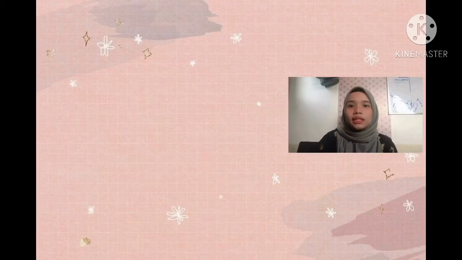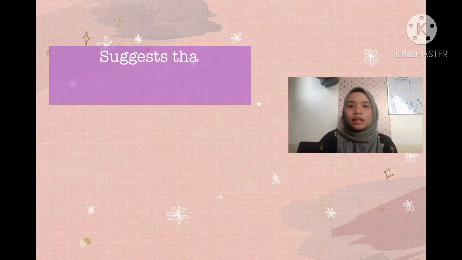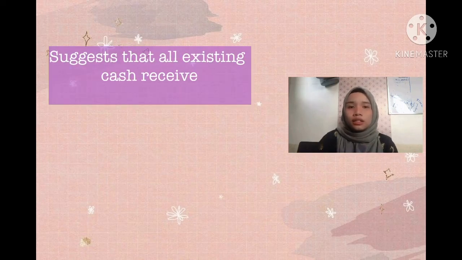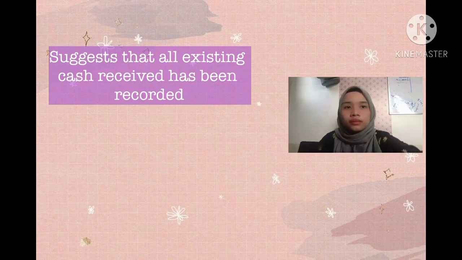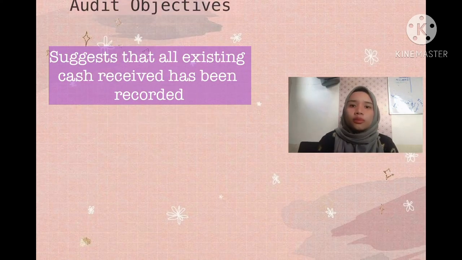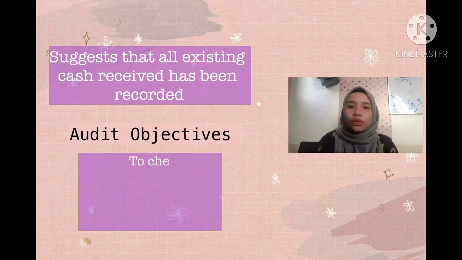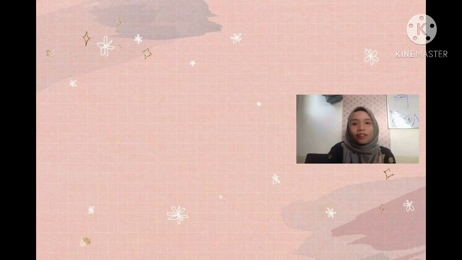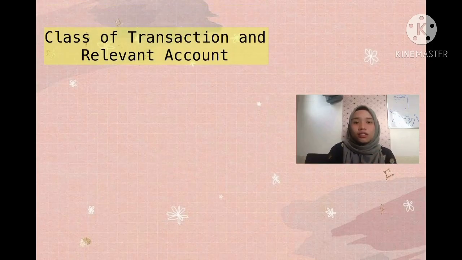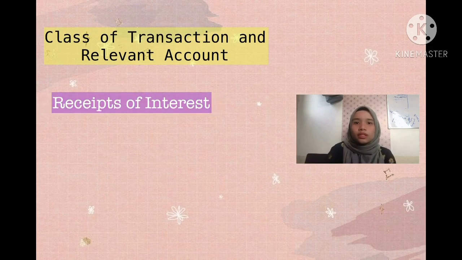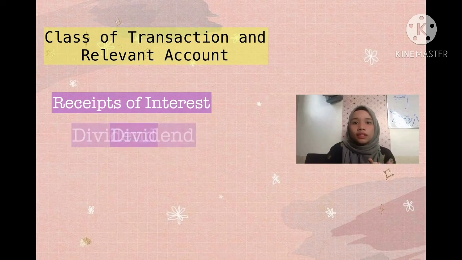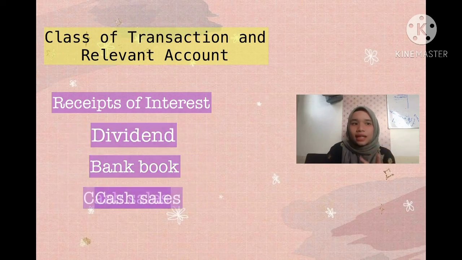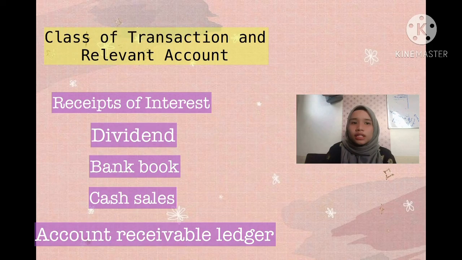So completeness in cash receipts suggests that all existing cash received has been recorded. The audit objective is to check whether all cash received has been recorded completely in the cash receipts account. There are 5 classes of transaction and also relevant accounts. The first one is receipt of interest, dividend, bank book, cash sales, and also the account receivable ledger.